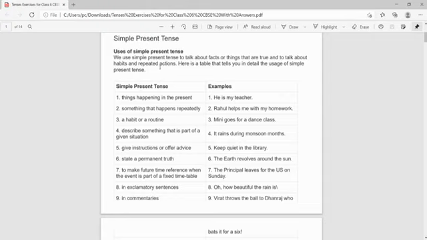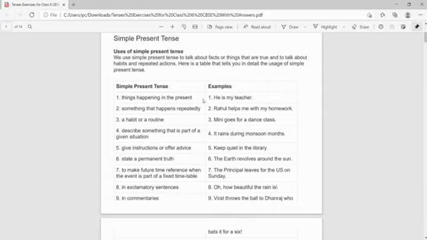I repeat again. The use of simple present tense is, we use it to talk about facts or things that are true, correct, and to talk about habits or repeated actions. Those actions that are happening again and again, such actions you can also talk about in simple present tense. Now, examples of simple present tense. Things happening in present. He is my teacher.